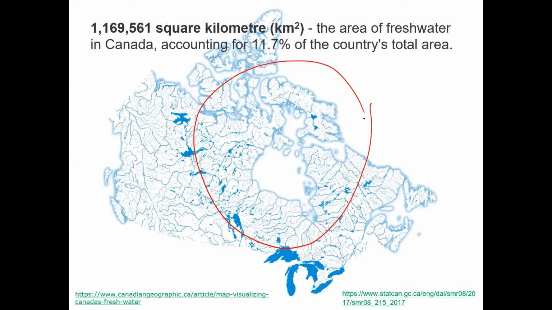That's apparently how much water we actually have in Canada. It's a big number. It's 11 to 12% of the total area of Canada. That's pretty impressive. Even more impressive is this number here. I just read this morning that apparently Canada has 20% of the world's fresh water. So lucky us, that's good.